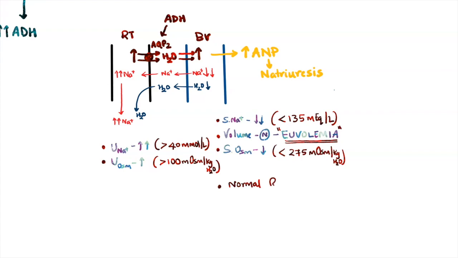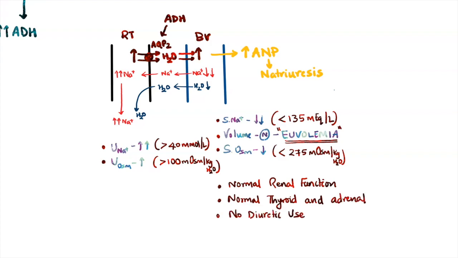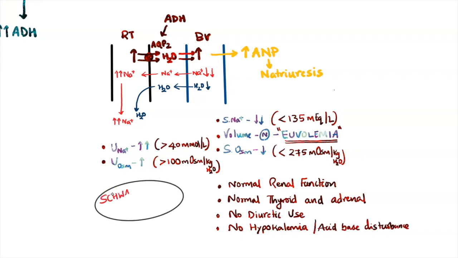In addition to this, the other criteria to be met are normal renal function, normal thyroid and adrenal function, no diuretic use, no hypokalemia or acid-base disturbances. This is referred to as Schwartz diagnostic criteria.